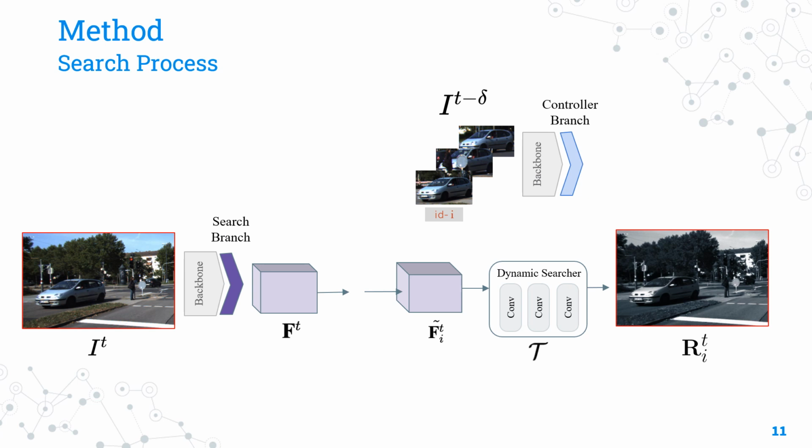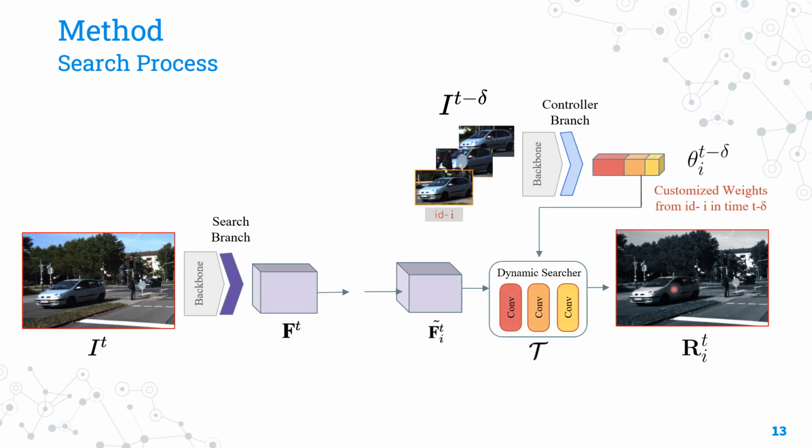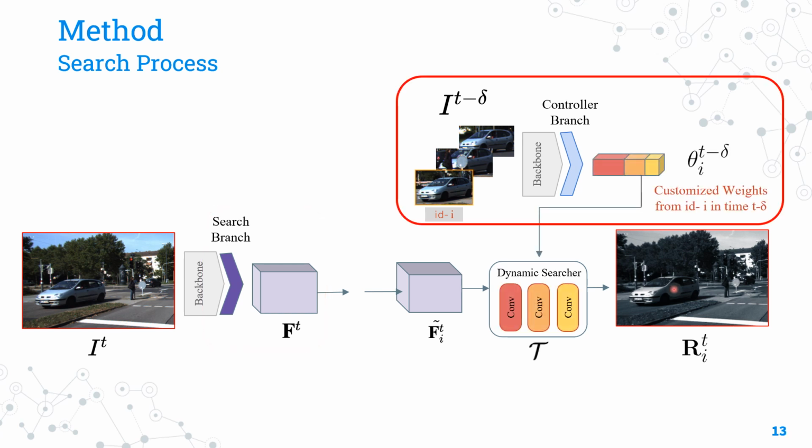First, a shared backbone network extracts features from the current frame and the previous frame. The extracted feature of the current frame is fed to the search branch to form a search feature map. For a query object with ID I in the previous frame, we obtain its customized weight, theta, from the controller branch.